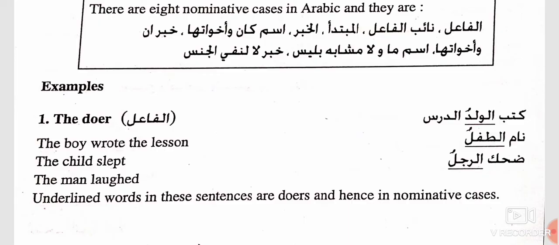Lahika rajulu. The man laughed. Lahika, you know what it is? It is fi'l. Rajul is fa'il. So fa'il is raf'u. Underlined words in these sentences are doers. Who are they? Walad, tifl, rajul. They are doers. They are fa'il and hence in nominative case. That's why they are in nominative case.